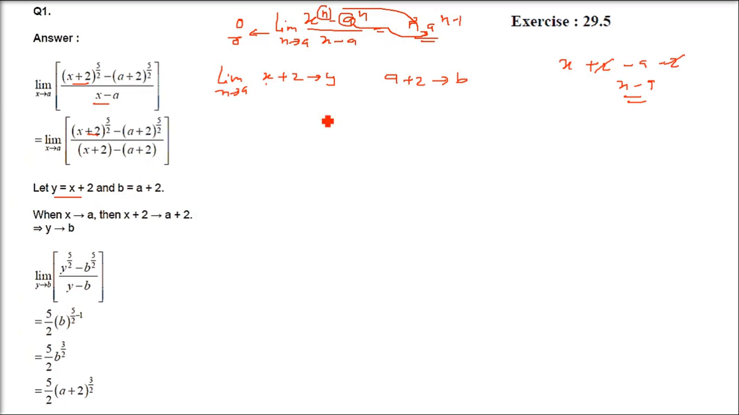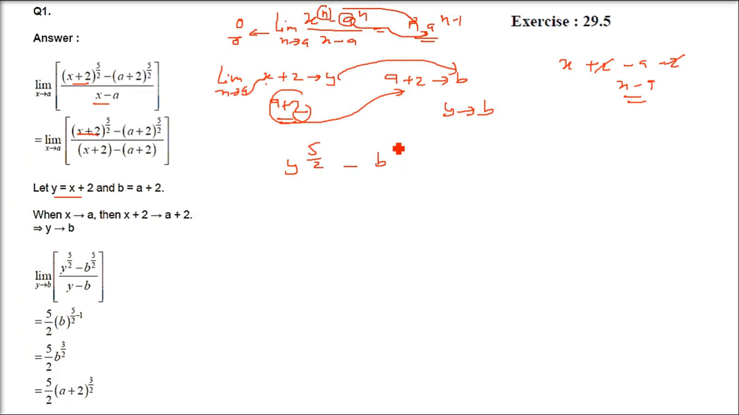So this is the numerator. Let me tell you again. X plus 2 we are saying y, a plus 2 we are saying b, and when x is tending to a, y will become a plus 2. But a plus 2 is b, so y is actually tending to b. This is the main thing. If you understand this, then the later questions will be much easier.